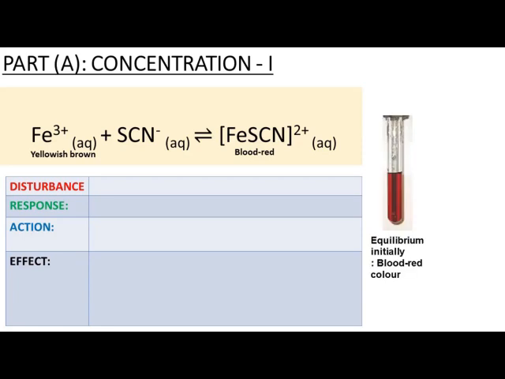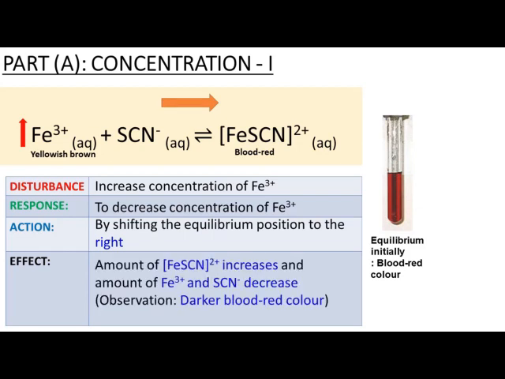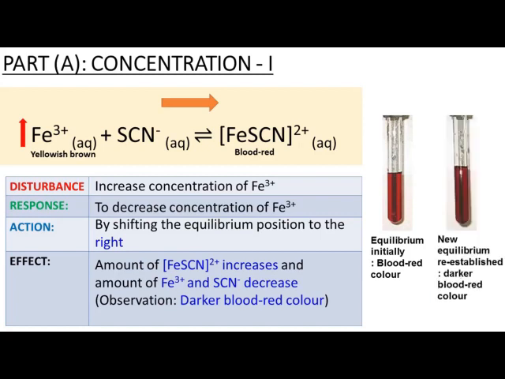When the equilibrium system is disturbed by increasing the concentration of iron(III) ion, the system will respond to reduce the concentration of iron(III) ion by shifting the equilibrium position to the right. This will result in the concentration of thiocyanoiron(III) complex ion increasing and the concentrations of iron(III) ion and thiocyanate ion decreasing in the new equilibrium. As the amount of thiocyanoiron(III) complex ion is higher, a darker blood red color is observed in the new equilibrium.